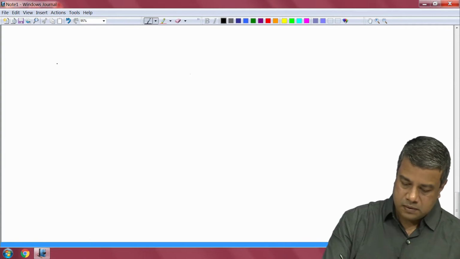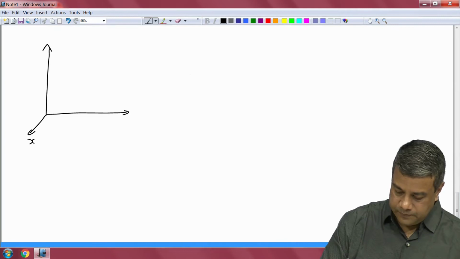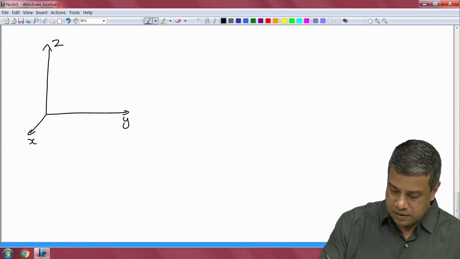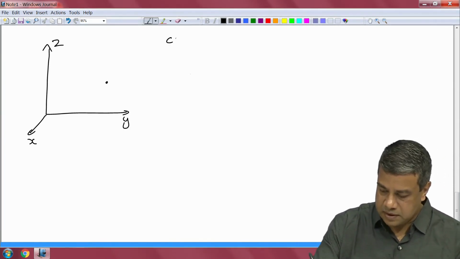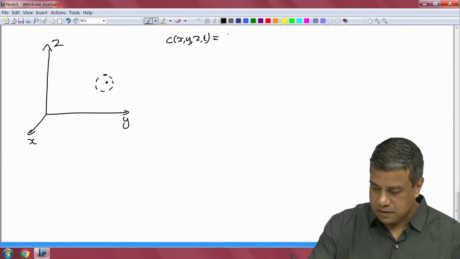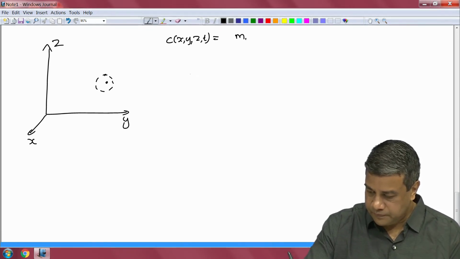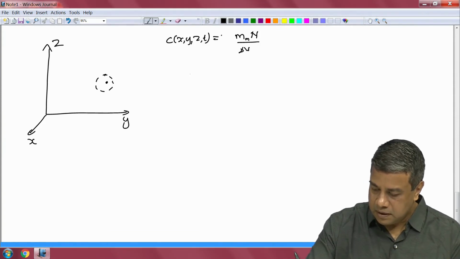So, when you do this procedure, when you define the concentration at a particular location C of x, y, z, t, you are taking a small differential volume. This is equal to the mass of each molecule times the number of molecules divided by delta V in the limit as delta V goes to 0.